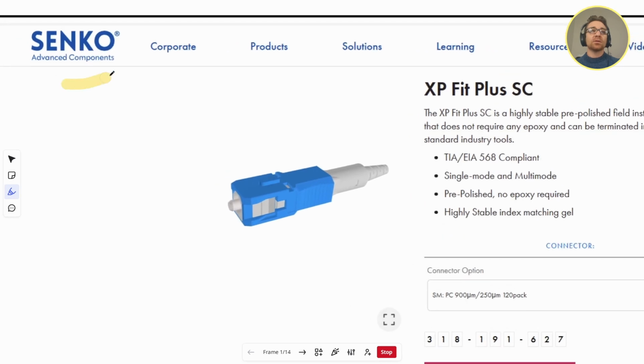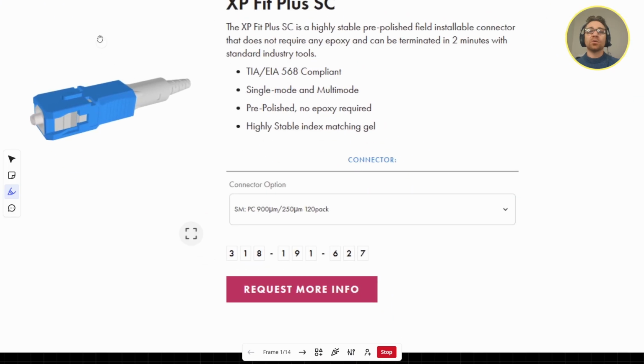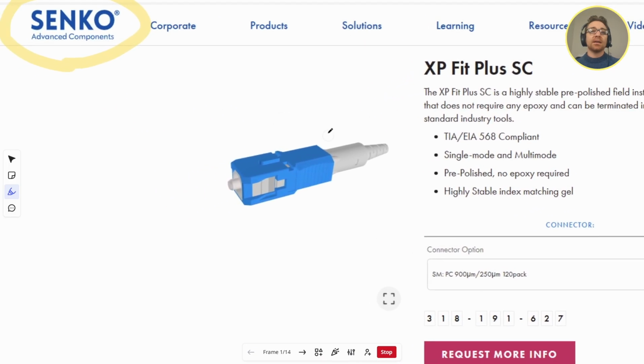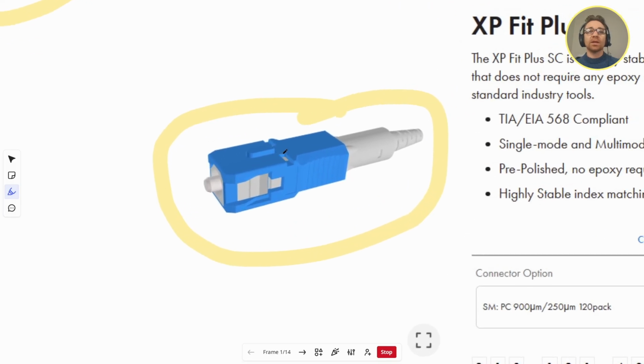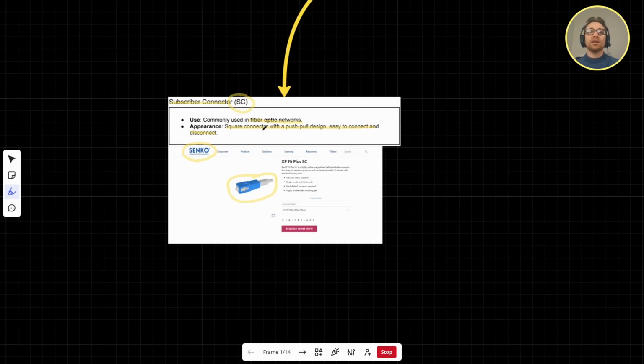So thanks, Senko. This is from their purchasing page. If you want to get one, you can get one over there. And it looks something like that. It's a little animation they did, right? Looks something like that. Square connector with no obvious outside locking mechanism. That's for fiber optic networks.